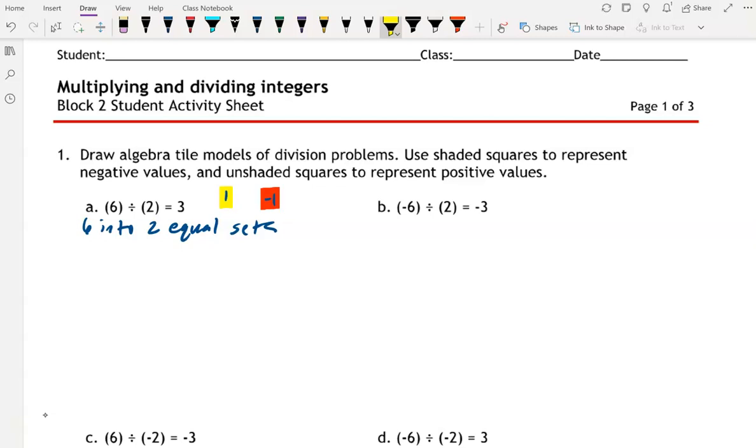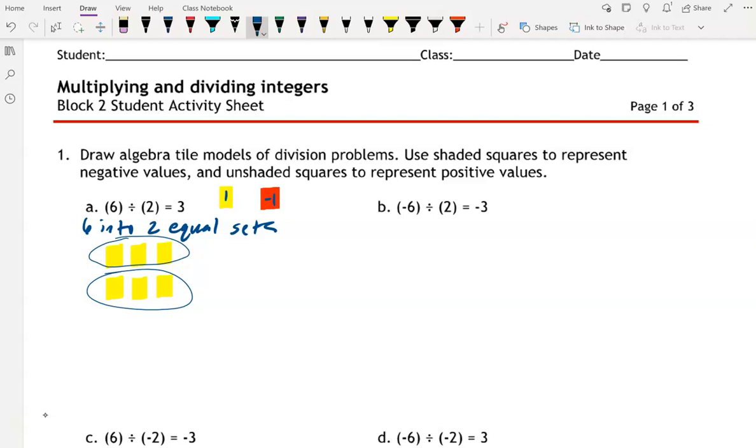I know that I'm going to put them in 2 sets, so I'm going to go 1 set, 2 sets. Okay, so there's 1, 2, 3, 4, 5, 6. Now I have 6, and they are in 2 different sets. And now we want to look at how many I have in each set. Well, as you can see, in each set, I have 3, and that's why 6 divided by 2 equals 3.